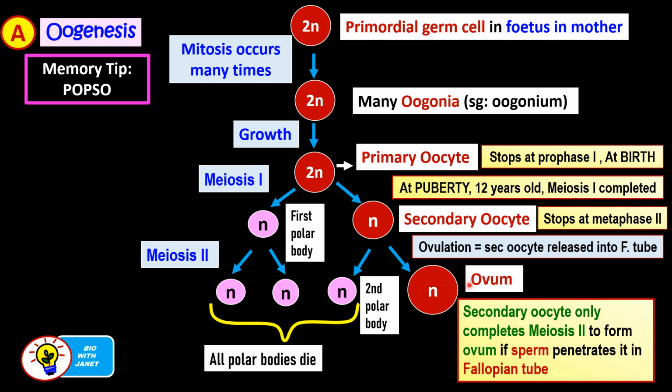So let's read from here. The secondary oocyte only completes meiosis 2 to form the ovum if a sperm penetrates it while it is in the fallopian tube. Then after that, when the ovum is formed, the nucleus of the ovum will fuse with the nucleus of the sperm in order to form a diploid zygote and to form the new offspring.